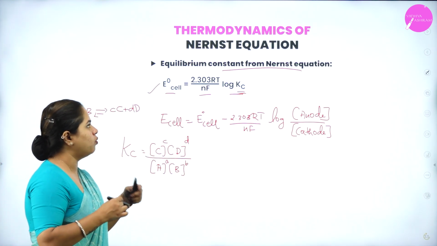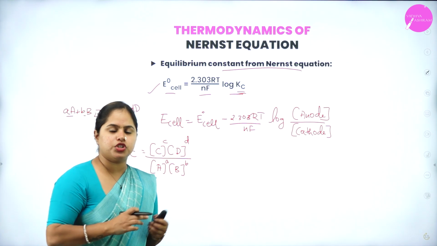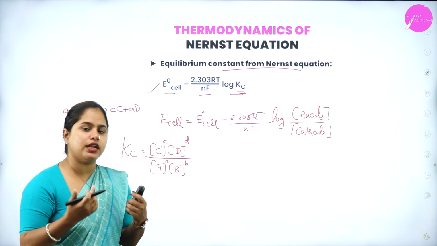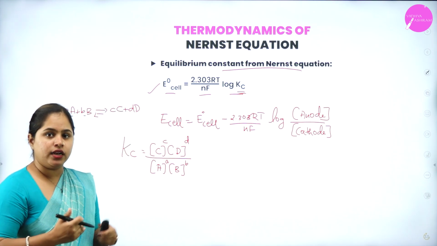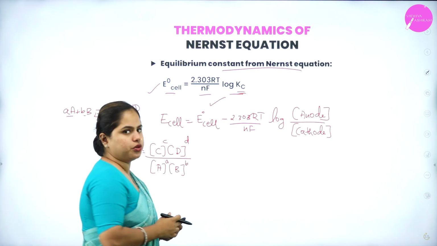We already know what R, T, n and F are, all of that is already familiar to you. So if a question asks you to calculate the electrode potential of a cell, or the standard electrode potential of a cell, when Kc or the equilibrium constant is given, this is the equation that you're going to use.